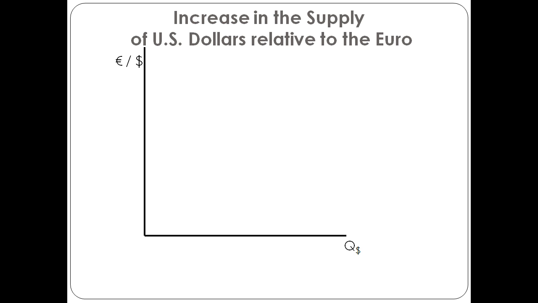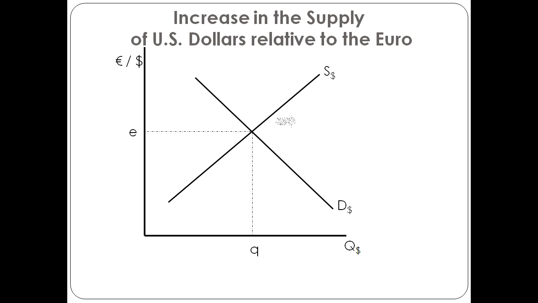So now, let's go ahead and take a look at our market here. So we're going to have a downward sloping demand for dollars. We're going to have an upward sloping supply for dollars. And where those intersect, we're going to have an equilibrium exchange rate called E and an equilibrium quantity of dollars called Q. So now we're going to go ahead and take a look at what happens if we increase the supply of US dollars. So the supply of US dollars is going to shift to the right from supply of dollar to supply of dollar 1.